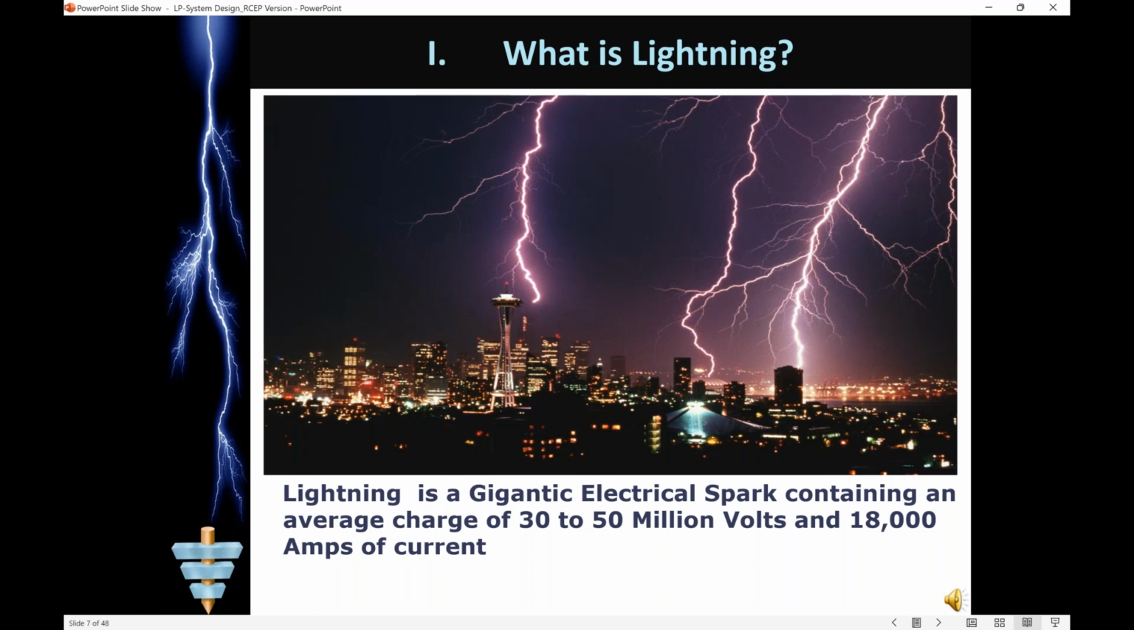But what is lightning? In the simplest form, it's a giant electrical spark, 30 to 50 million volts, 18,000 amps of current, and actually it's been measured that it can be 10 times that amount. Lightning is 5 times hotter than the surface of the sun, approximately 50,000 degrees Fahrenheit. So obviously with this type of destructive force, we want to be able to protect facilities and make sure that none of this damage happens to anything we want to protect.